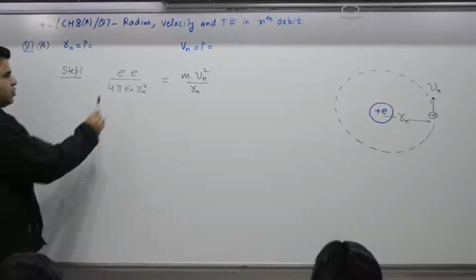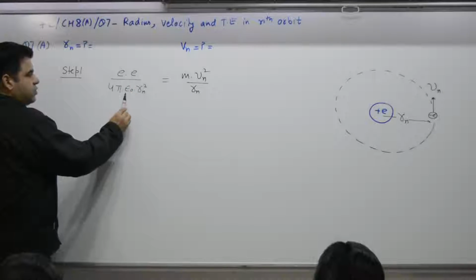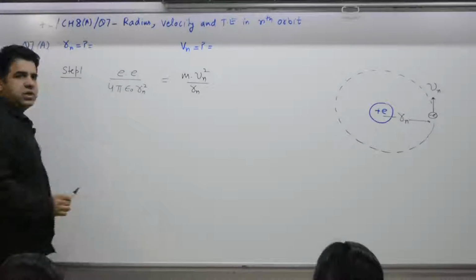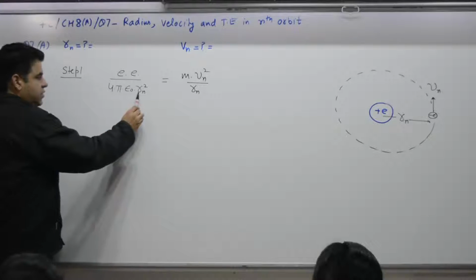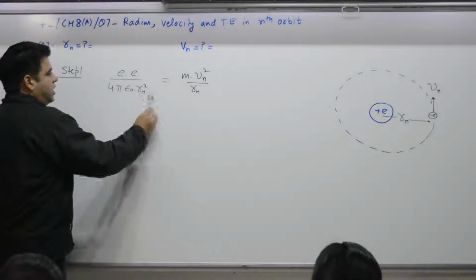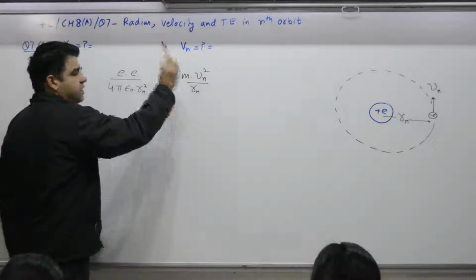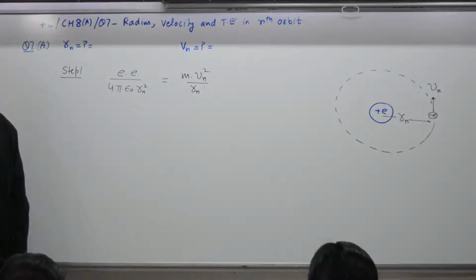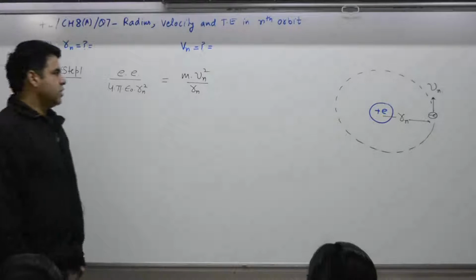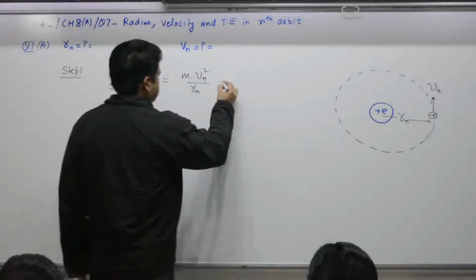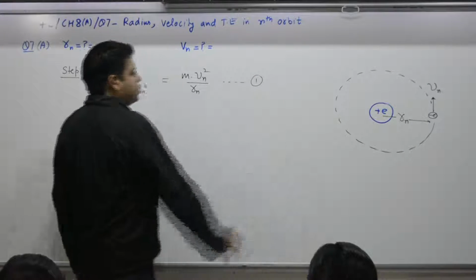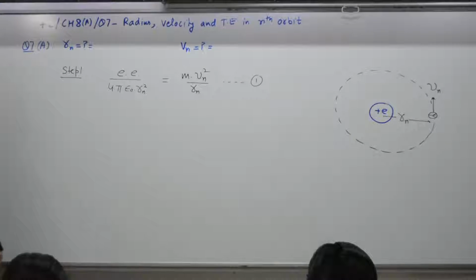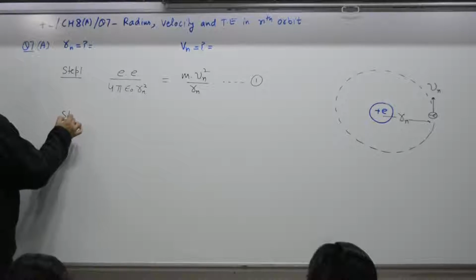This parameter is known to you. 4 pi epsilon is known to you. Mass of the electron is known. In this equation, two parameters are unknown, Rn and Vn. We want to find out the radius of the nth orbit, that is the radius of the electron's path, and the speed of the electron. Now you have one equation and two unknowns. You need one more equation.